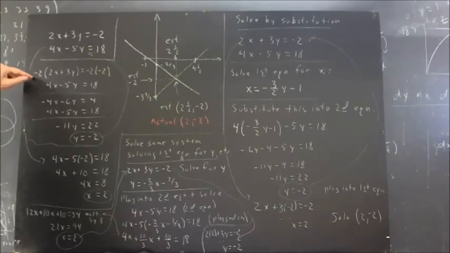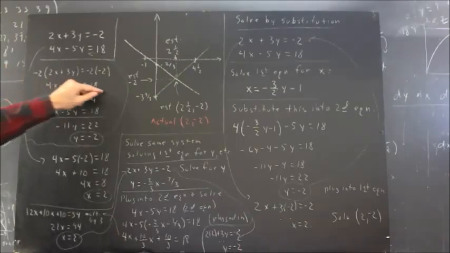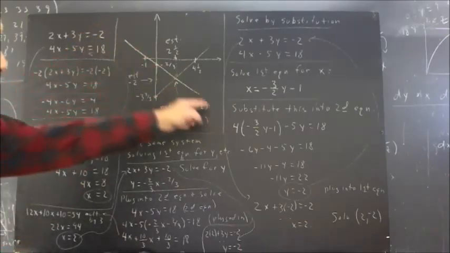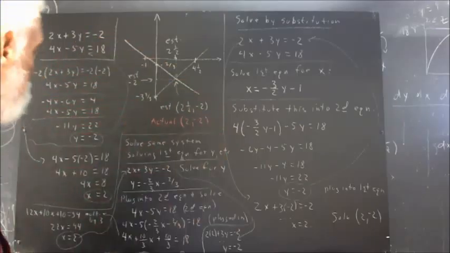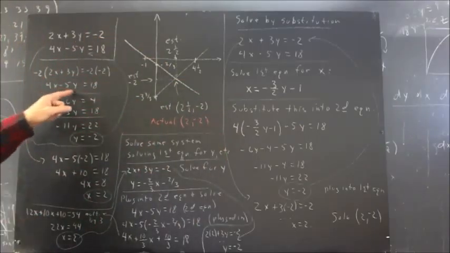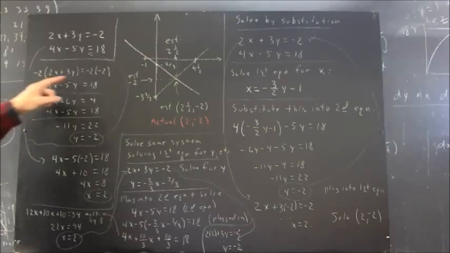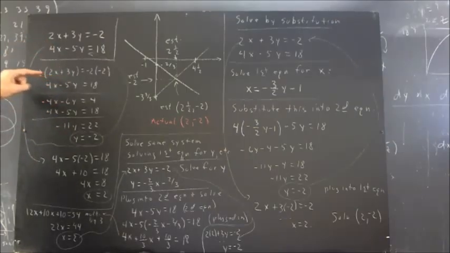Okay, when we multiply this by negative 2, the equation we get has exactly the same intercepts. It's going to be exactly the same line. It's going to have exactly the same solutions as the first equation, the original equation.